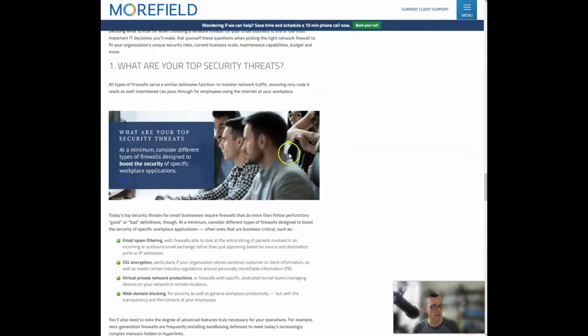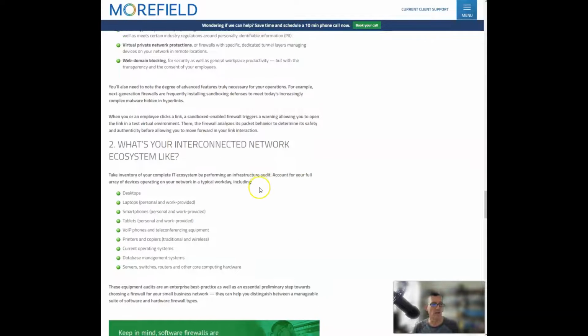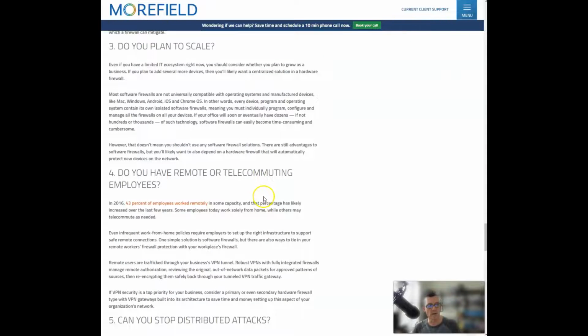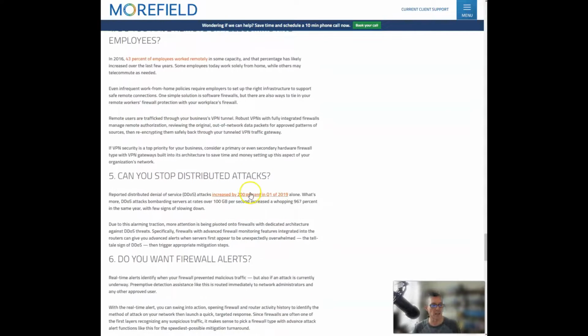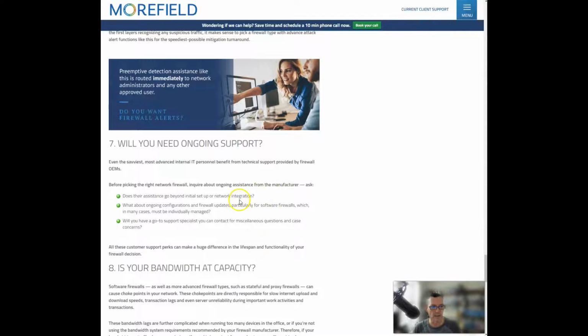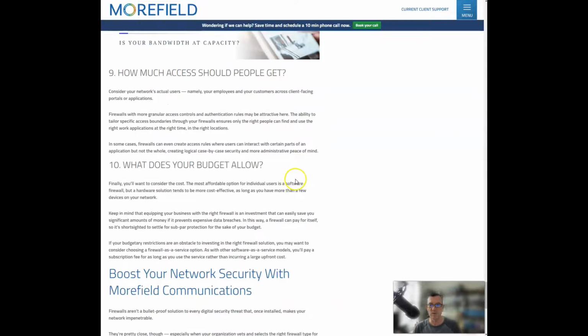So what are your top security threats? What does your interconnected network devices look like? Do you need to scale? Are you supporting remote or telecommuting employees? Do you need to stop distributed attacks? Do you want alerting? Will you need ongoing support? And so on and so forth. So that could be a really good resource at moorfield.com.